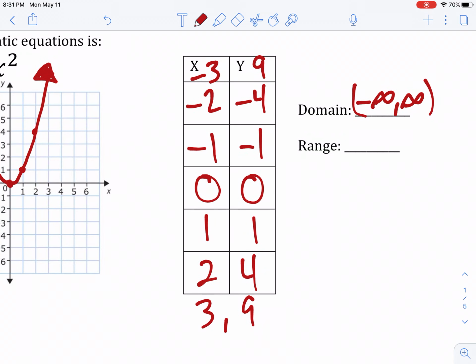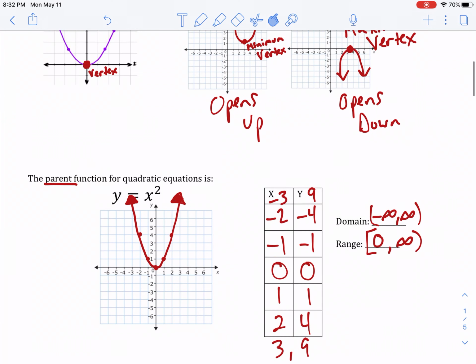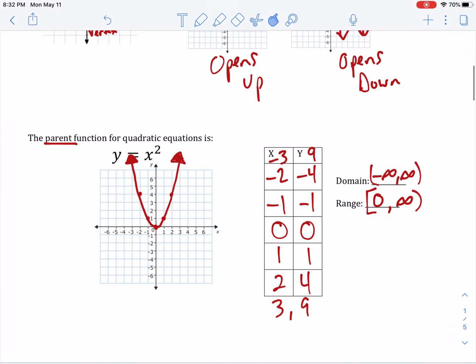The range is just the y value. So the lowest y value is 0. The highest y value is infinity because it goes up forever. The 0 gets a square bracket. The infinity gets a rounded parenthesis. All right, so that's just your basics on parabolas, graphing them. And we'll do the next video now.